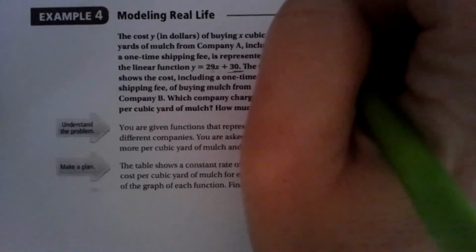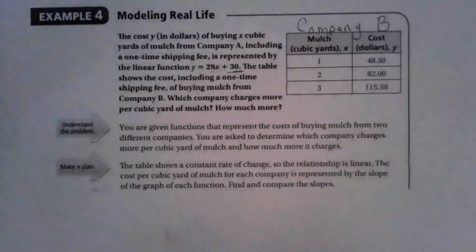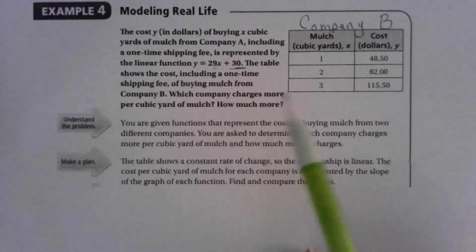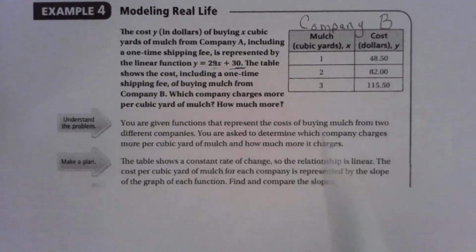All right, the table shows the cost, including a one-time shipping fee, of buying mulch from company B. So we're going to label this company B. Which company charges more per cubic yard of mulch? How much more?